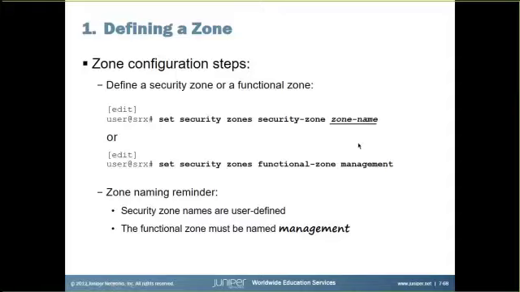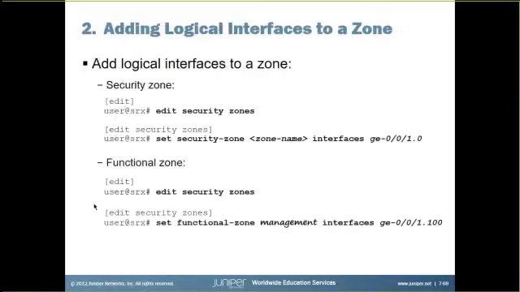Then you attach logical interfaces to the different security zones or functional zones. So you just go under Edit Security Zones, Set Security Zone, and the name, let's say Trust, and then interfaces ge-0/0/1.0. If you want these interfaces to act as the fxp0, you do Set Functional Zone Management. Again, this is the only choice. Interfaces, and then ge-0/0/1.100.